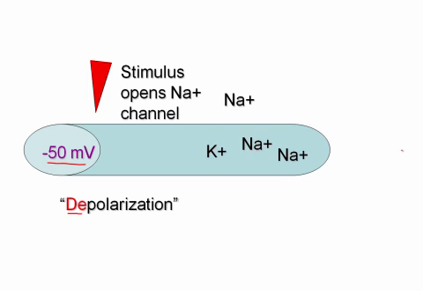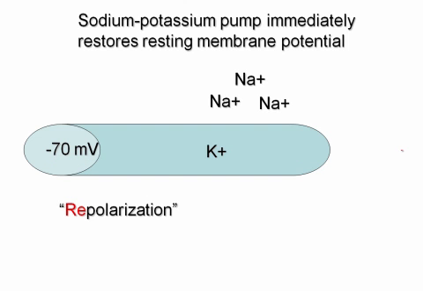Well, really, we haven't accomplished anything. Very quickly, that sodium-potassium pump is going to pump that sodium back out of the cell, and this would be a repolarization event. And so things happen like this. This would be called a graded potential. We have very brief disruption of that resting membrane potential, but also very, very quickly, in milliseconds, the sodium-potassium pump is going to restore the resting membrane potential.